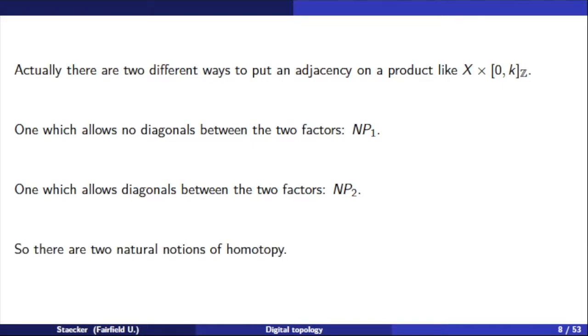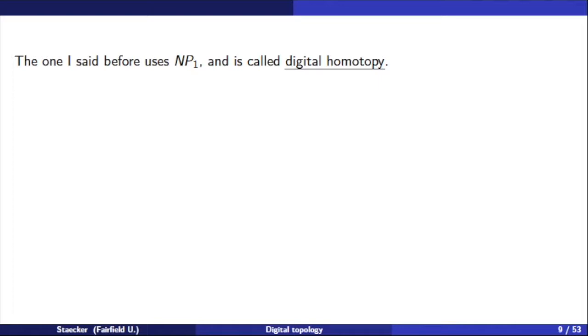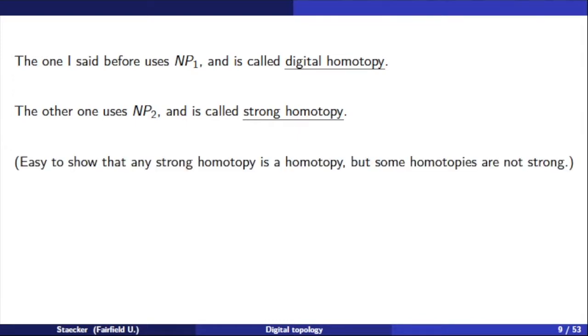And this means there's two different kinds of homotopy you could use. You could use a homotopy using no diagonals, which is the NP1, or the one using diagonals. The one that I said before is the one which uses NP1, and that's called homotopy. If you use NP2, that's called strong homotopy. And this is a new thing, which I wrote a paper about, and it's not published yet. So this is a brand new idea. It's easy to show that if you have a strong homotopy, then it is also a digital homotopy. That's why it's called strong.